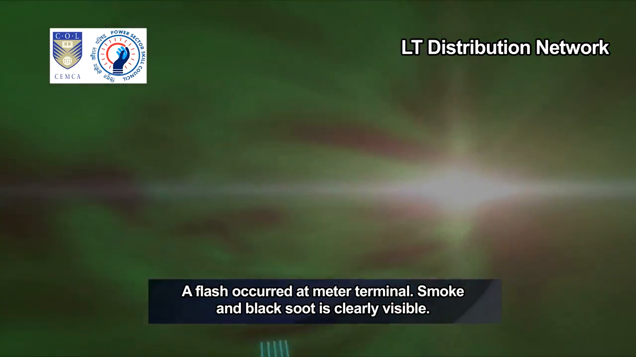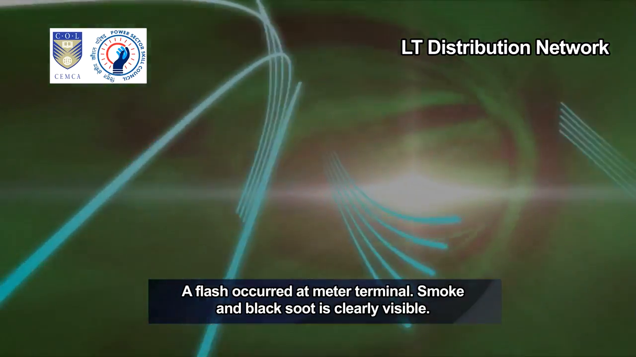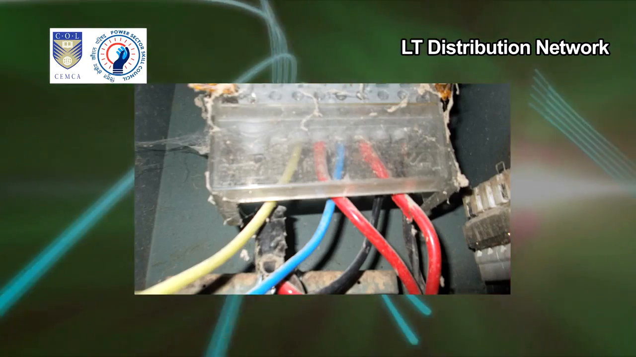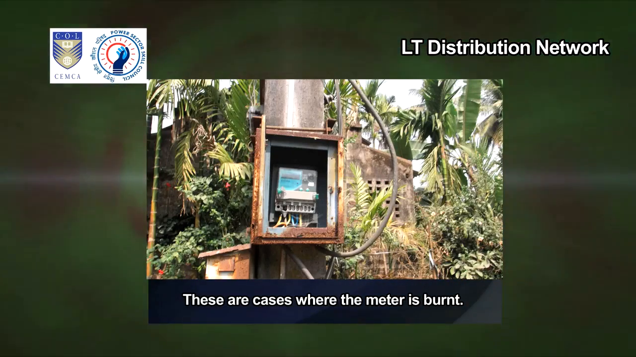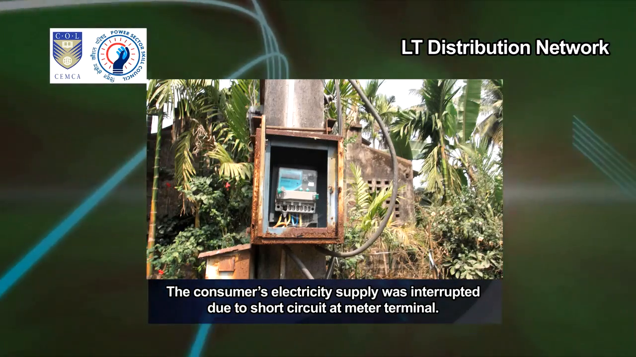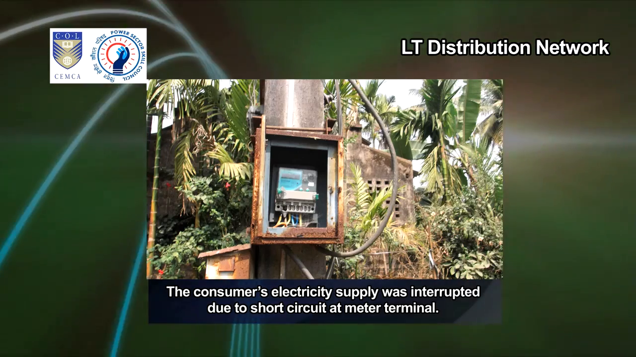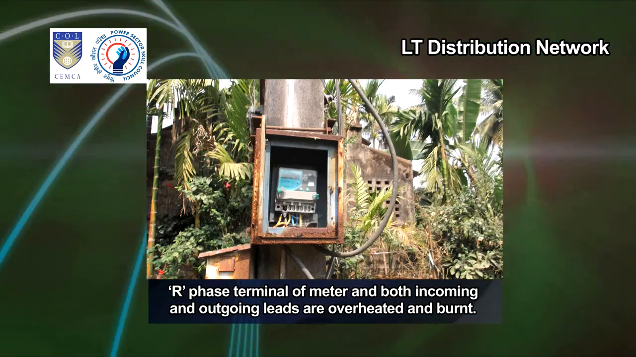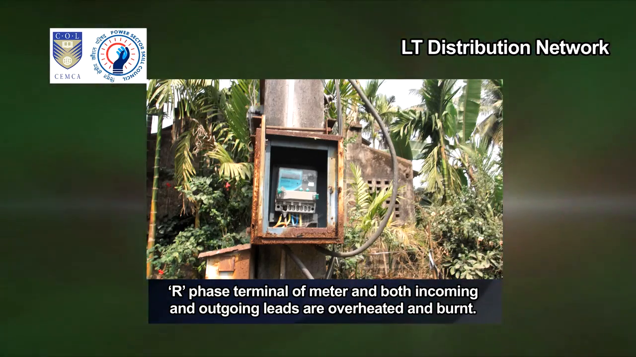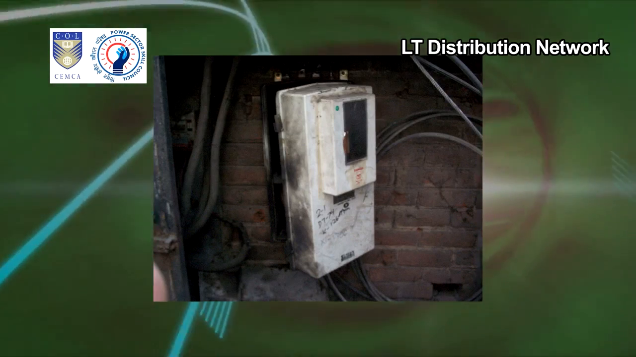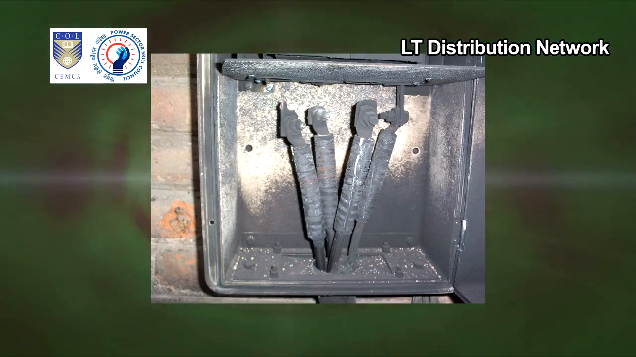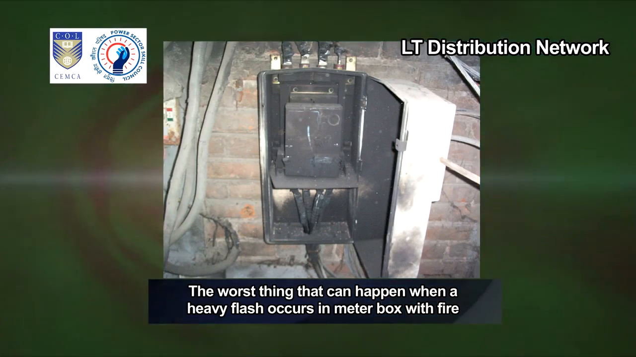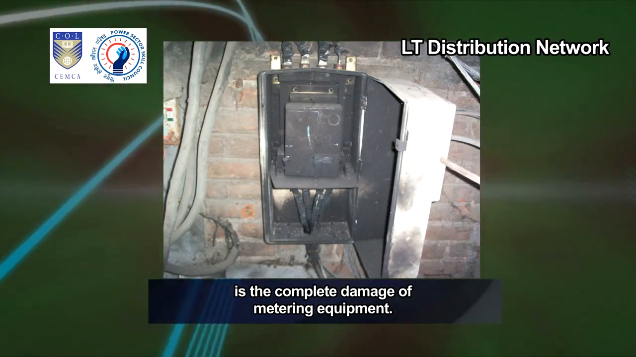A flash occurred at the meter terminal. Smoke and black soot is clearly visible. These are cases where the meter is burnt. The consumer's electricity supply was interrupted due to a short circuit at the meter terminal, R-phase terminal of the meter, and both incoming and outgoing leads are overheated and burnt. The worst thing that can happen when a heavy flash occurs in the meter box with fire is the complete damage of metering equipment.